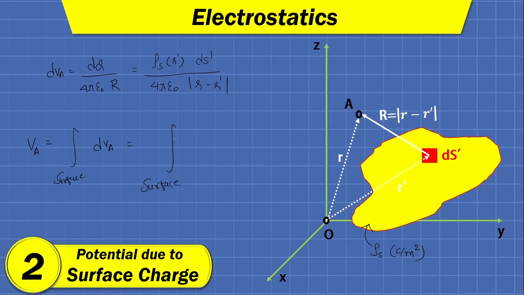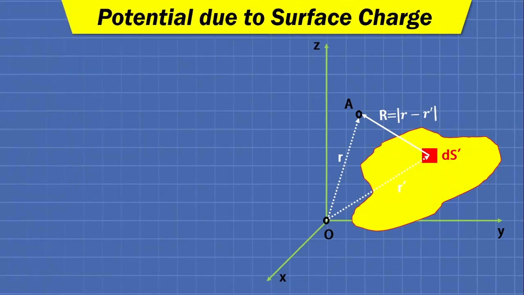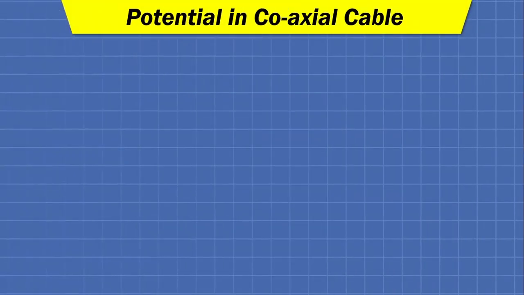In any practical case, this surface integration will lead us to a double integration. So we will have two variables with respect to which we need to integrate the whole thing. But here in a general sense, V is the integral of rho s, a function of r prime, into ds prime divided by 4 pi epsilon naught modulus of r minus r prime, in volts. Fine. So the only change is that now we are going to consider the surface integration.